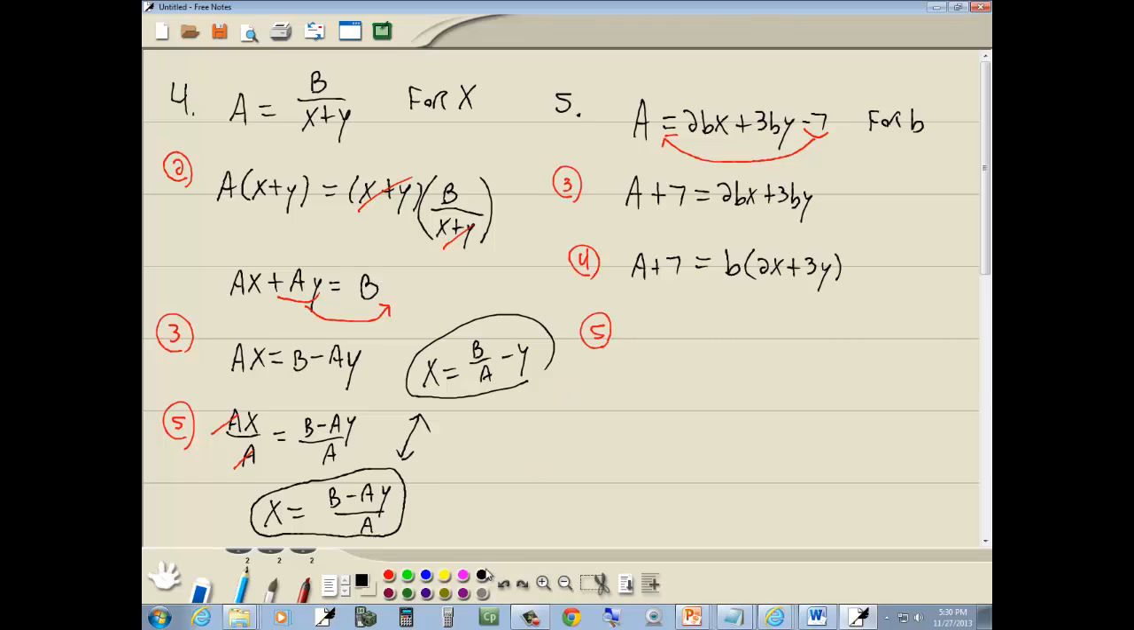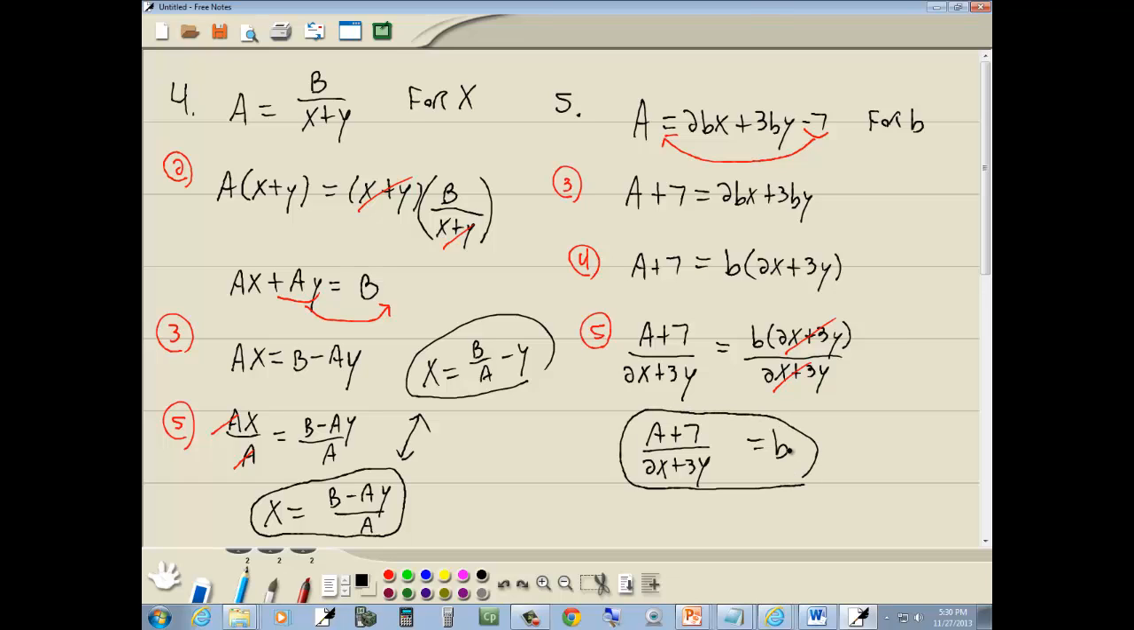Step 5. Divide both sides by what's in front of or behind the variable you're solving for. There's nothing in front of the b, but there's a 2x plus 3y after it. So I'll divide both sides by 2x plus 3y. Now when I do that, 2x plus 3y is going to cancel there. And we got b is equal to a plus 7 over 2x plus 3y. And that's our answer.